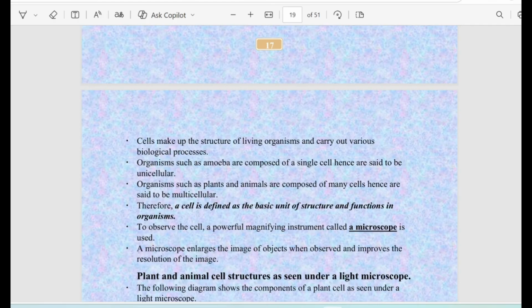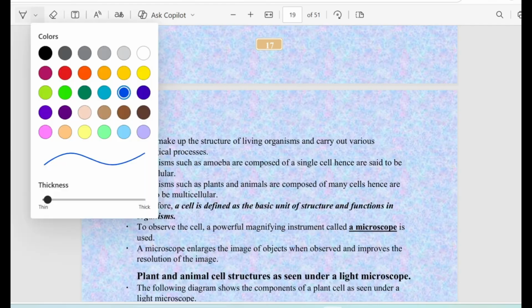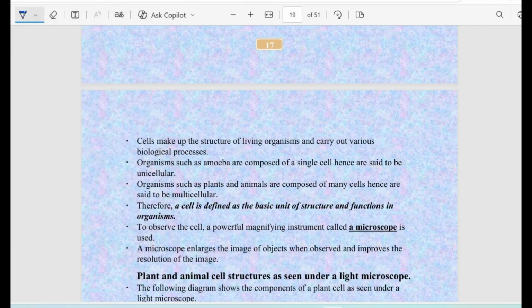So you are supposed to know that if an organism is comprised of one cell, it is known as unicellular. But if an organism is comprised of more than one cell, it is known as multicellular, meaning that it has many cells. Multi means many, uni means one.